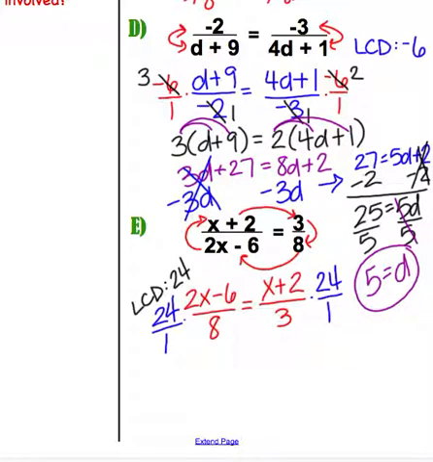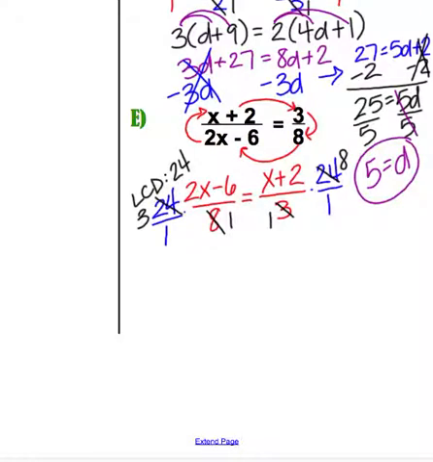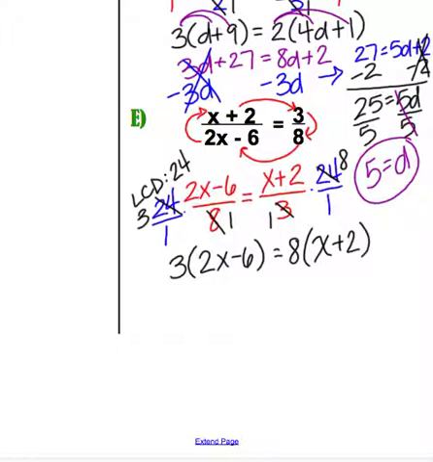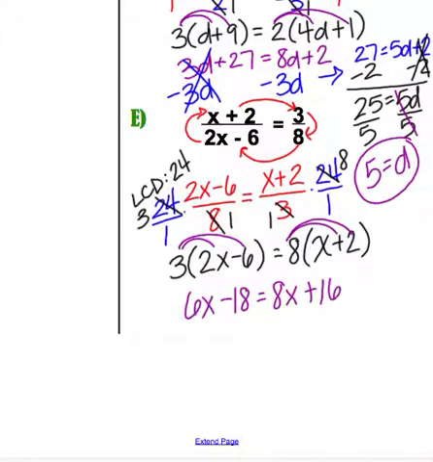then we can cancel out. 3 and 24 can divide by 3 to give me 1 and 8. 8 and 24 can divide by 8 to give me 1 and 3. So now if I go ahead and rewrite this, I get 3 times the quantity 2x minus 6 equals 8 times the quantity x plus 2. When I bomb out the 3 on the left and the 8 on the right, I end up with 6x minus 18 on the left and 8x plus 16 on the right.